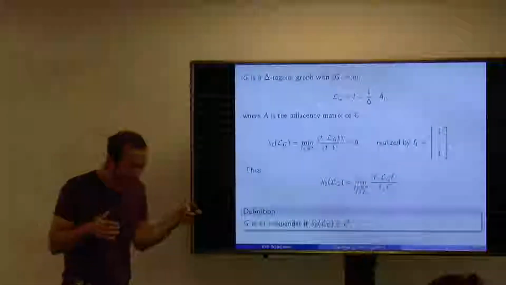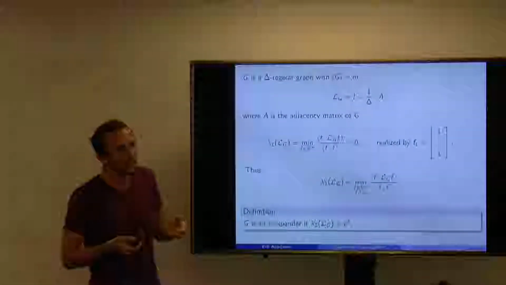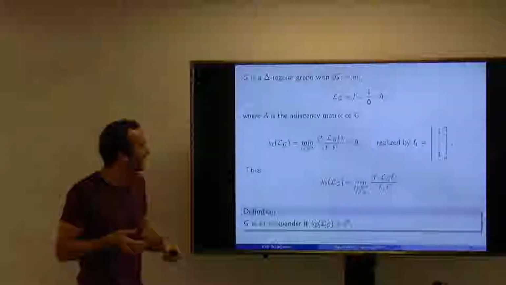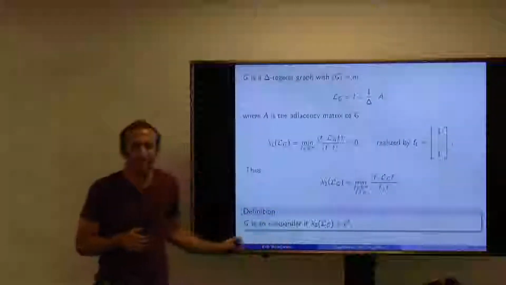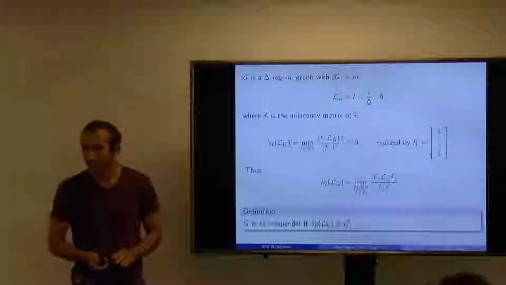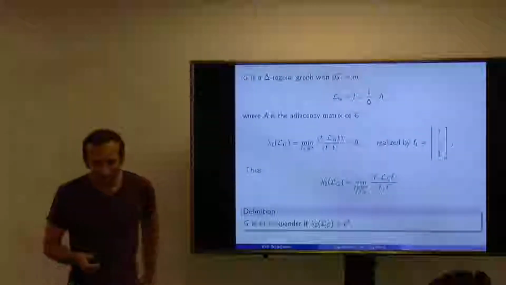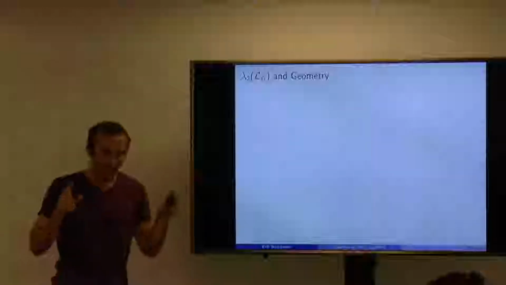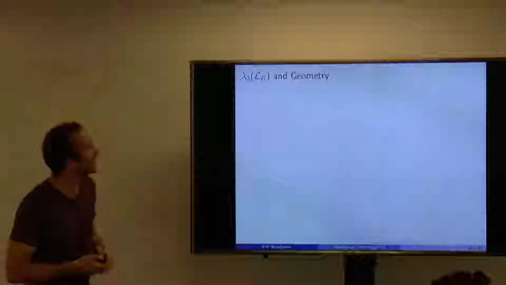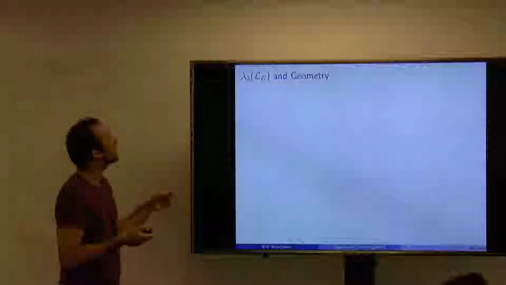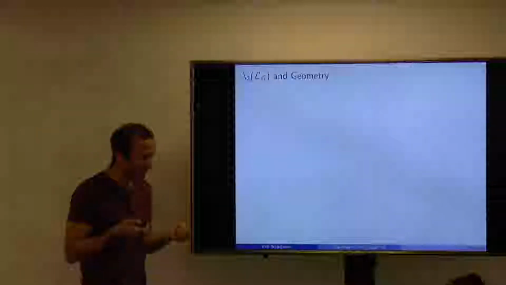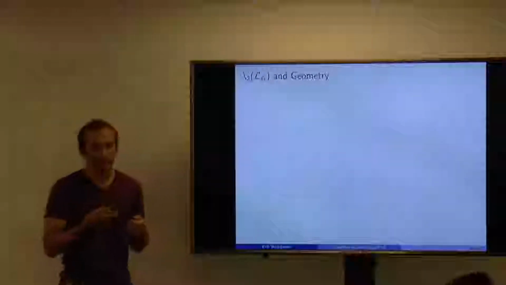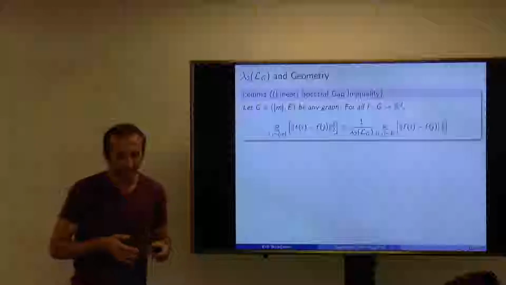Okay. So now in the talk, when I talk about G being an epsilon expander, I'll simply mean that lambda 2 is at least epsilon squared. Okay, good. So let me first tell you about the linear spectral gap inequality, and basically a way to relate lambda 2 to these geometric quantities on this graph. So the inequality is the following.